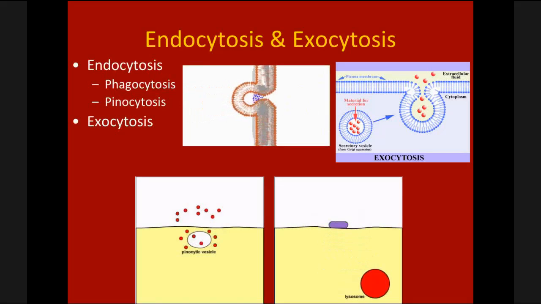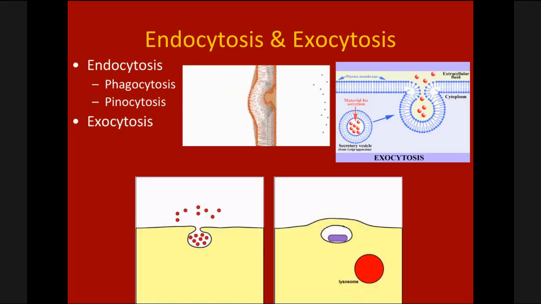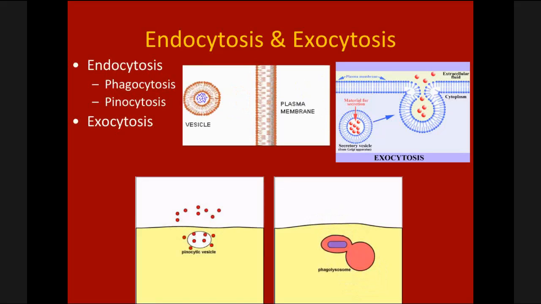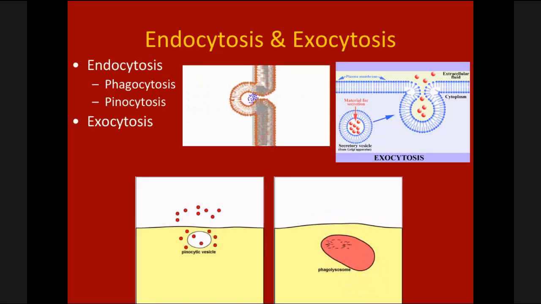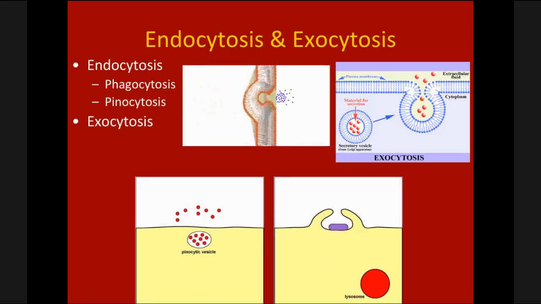It's described as cellular eating, and that's because in a unicellular organism made out of one cell, this is how they eat. Make sense? In our bodies, this is how our white blood cells engulf pathogenic cells or substances.